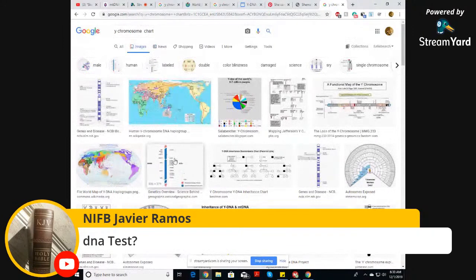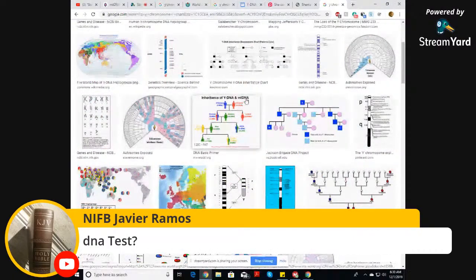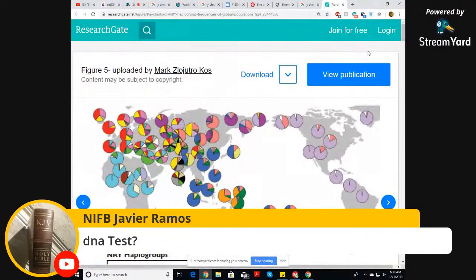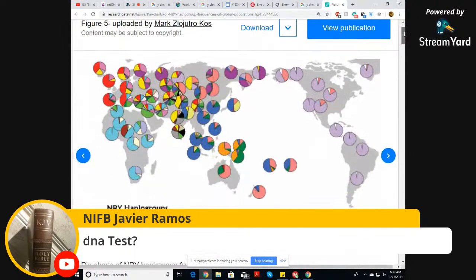Okay, let me go back to this other chart. This chart's not so good. World's population. Anyways, let's go to this chart just real quick. And this is the Y chromosome. Y chromosome chart.